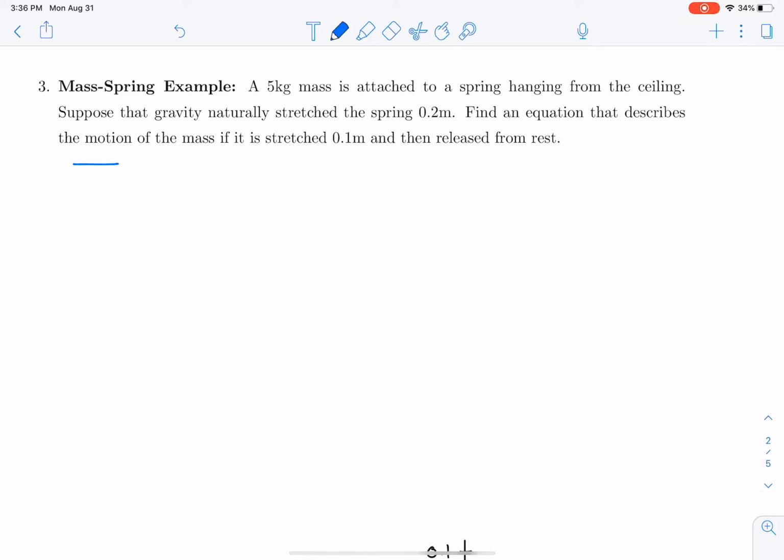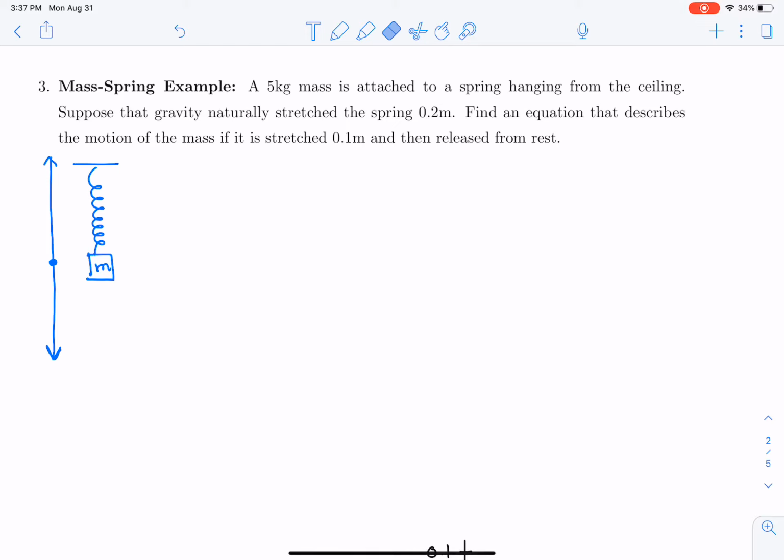So what I'm going to do is hang a spring like this and attach a mass to it. And I'm going to note that it naturally stretches the spring by 0.2 meters. So in this case, instead of x, I'm going to use y as my axis. Okay, so that's going to be y.